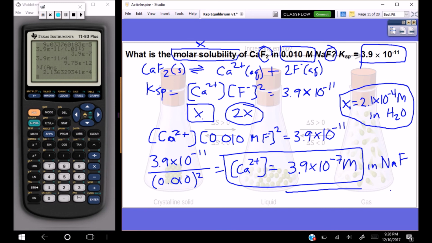Since we can only dissolve a small amount of calcium fluoride, we end up with more solid, and things stay as a precipitate. So there is a reason for looking at the common ion effect. Before we could think about it qualitatively, but now we have a way to justify it with numbers.